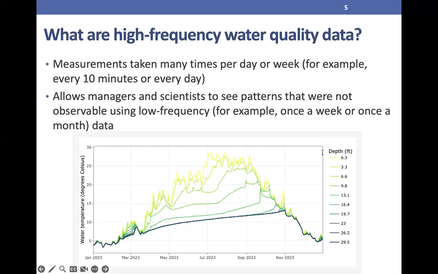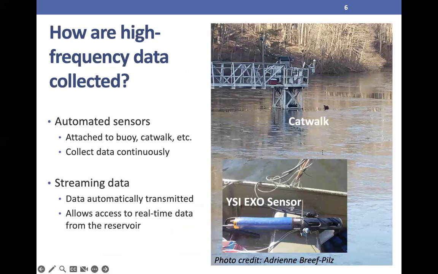For example, the plot on the bottom of the slide shows water temperature data collected from many different depths in a reservoir every day over the course of a year. You can see there is a lot of variability in these data that would not be visible if the data were collected once a month, for example. High-frequency water quality data are often collected using automated sensors. These sensors are deployed in a water body attached to buoys, catwalks, or other structures and collect data continuously. Many of these sensors are automated, which means they can wirelessly stream data to a computer so that it is available to managers in near real time.